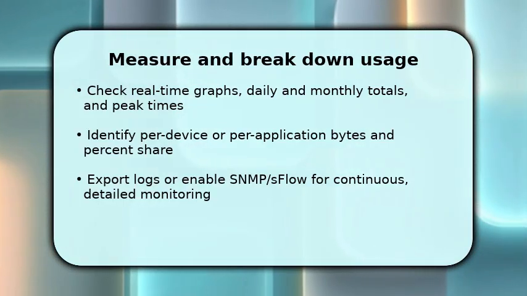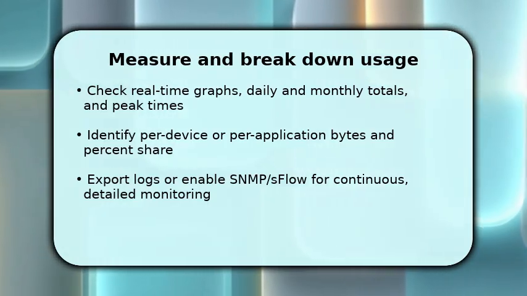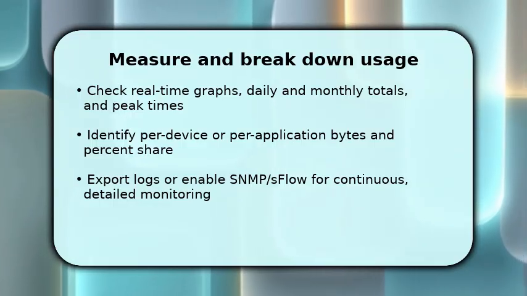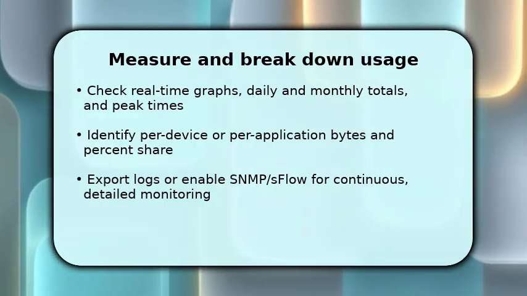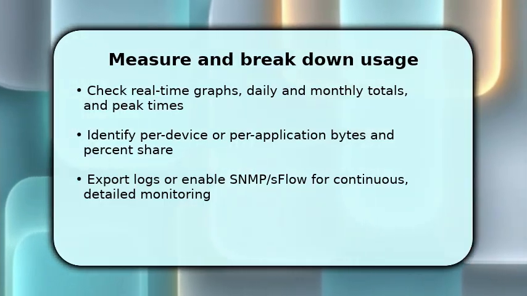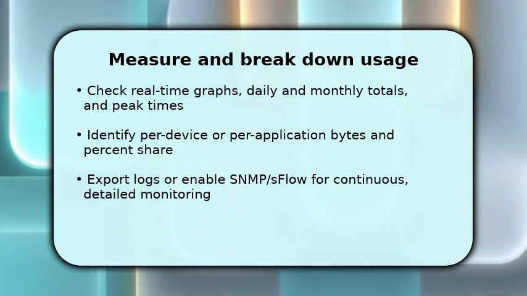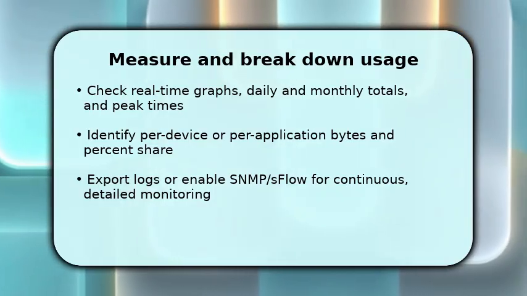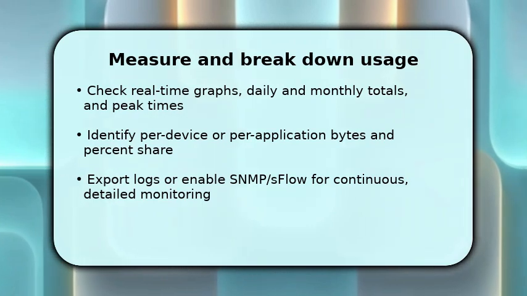Use filters or the client list to map IPs to devices, and note bytes transferred and % of total for each. If the interface supports export, download CSV or enable SNMP/sFlow for longer-term analysis. That helps when you need to correlate spikes with activities. Make sure to set the correct time range, day, week, or billing cycle, so totals match your ISP statements.